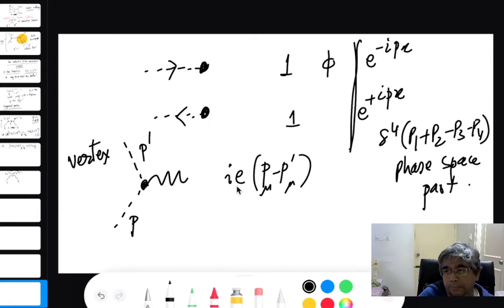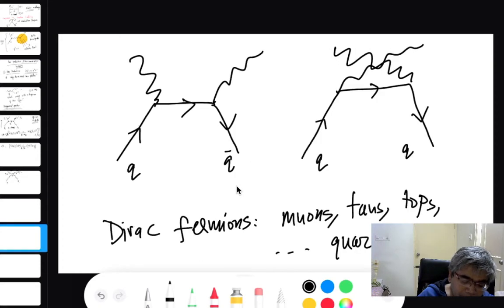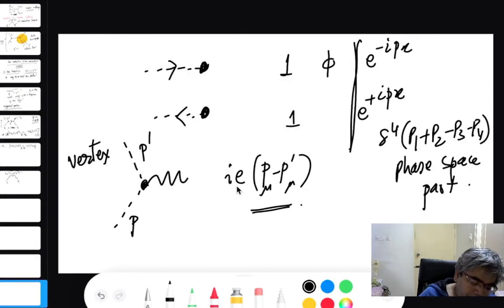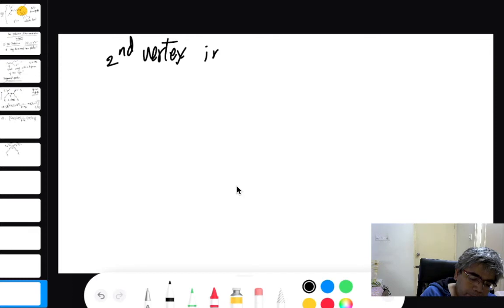This happens at the tree level, whereas in the QED case the momentum dependence of the coupling comes at one loop level. That's the difference I wanted to make. All these processes which you are looking at are tree level processes. I'll come to higher order processes in a second, and that's precisely the reason I'm insisting on this difference between QED and scalar QED. And the second vertex in scalar QED is actually a higher order process. Scalar QED is second order in the coupling constant.